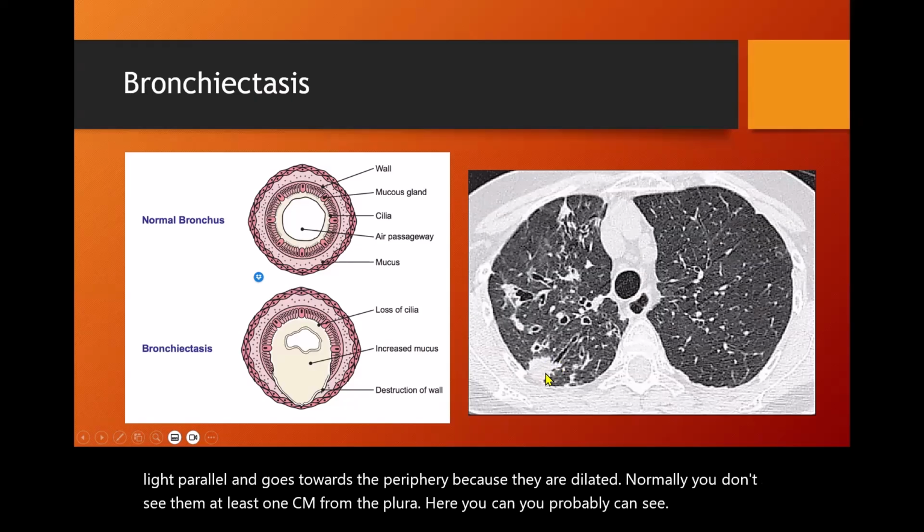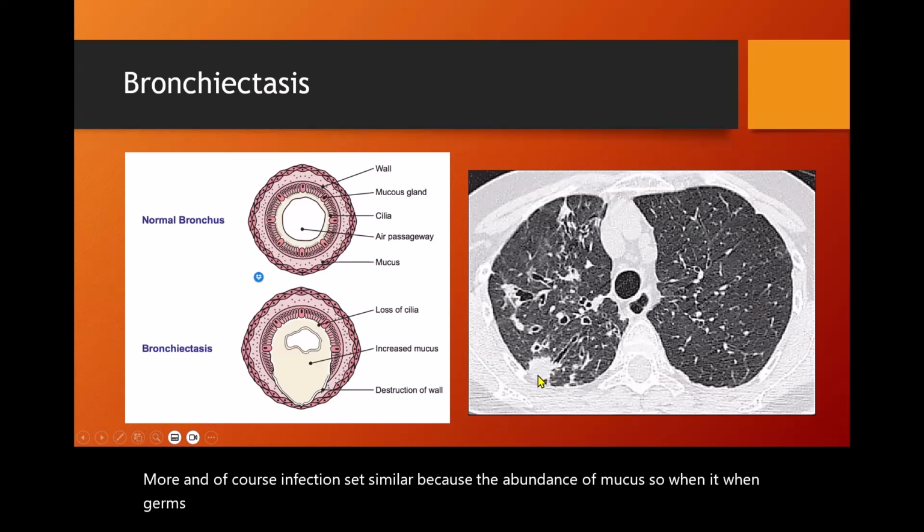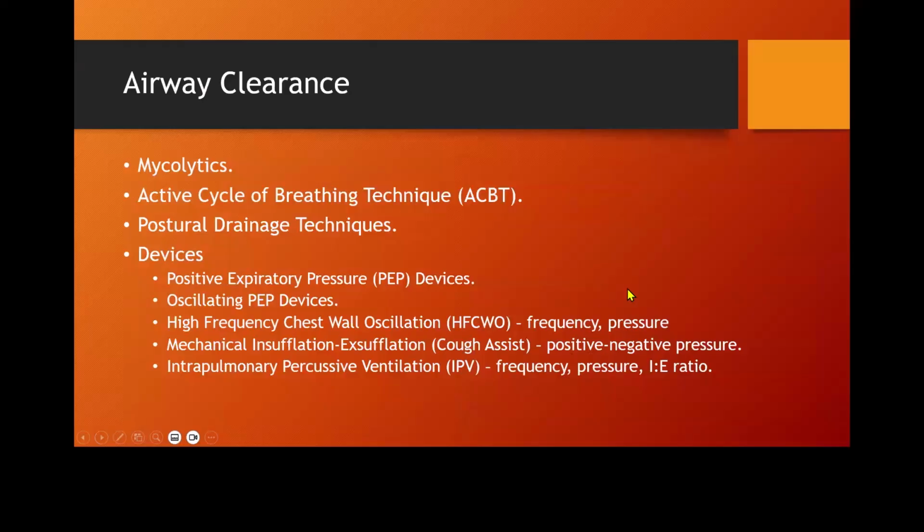And of course, infection sets in because of the abundance of mucus. When germs get in there, they will grow. So we get consolidation, patterns of consolidation, you can see here. Okay, so airway clearance is important.